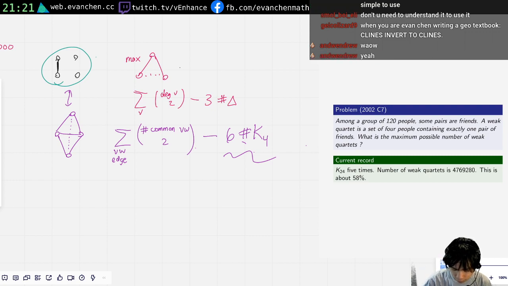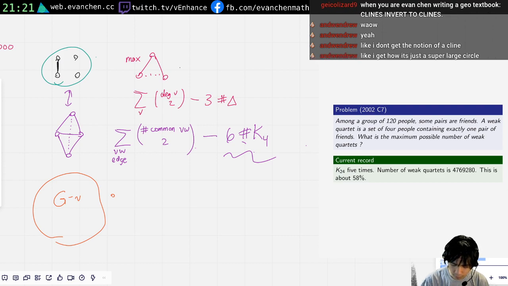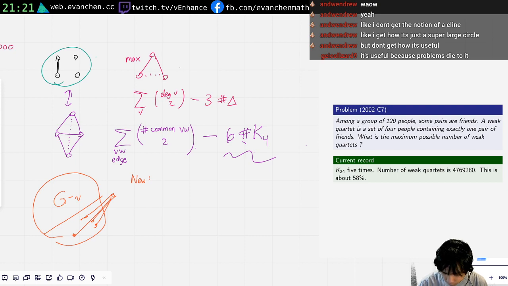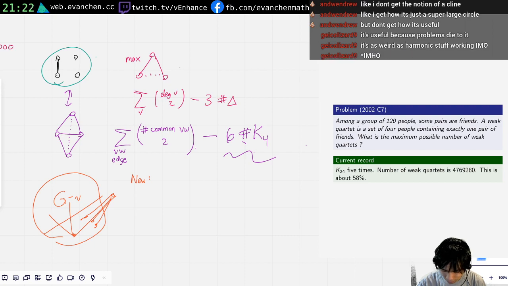Let me just draw it and see what happens. So you have a blob here, it's like G minus a vertex. Let's say I deleted some conveniently chosen vertex. So you have the bound for G minus V, and then this guy was adjacent to some things. So the number of weak quartets I gain is equal to... Yeah, this is really hard to control though, right? Yeah, that's really bad. I don't think I can push this through.